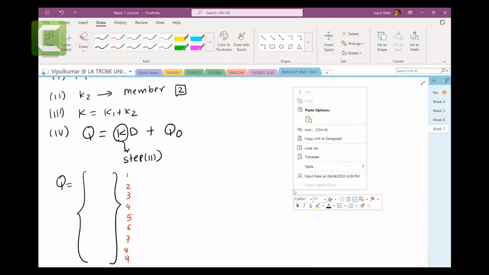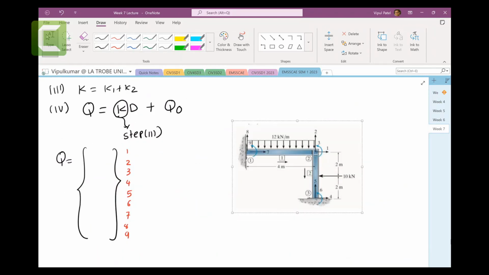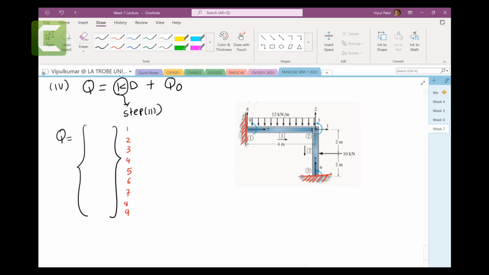And if I can put it here, then we can see it. OK, so in here we have fixed supports. By the way, this is a fixed support and this one is a fixed support too, right? So the total degrees of freedom is equal to 9.